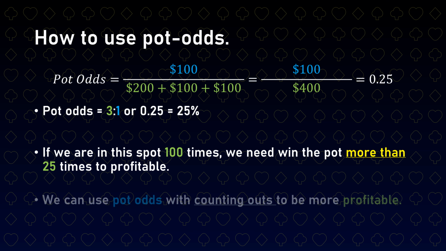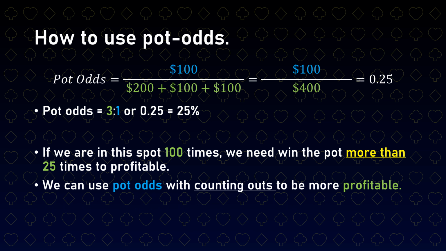We can use pot odds in combination with counting outs and estimated equities to help our decision making, potentially making us more profitable. This is basically what pot odds comes down to. If we can correctly assess our likelihood of winning the hand at a greater frequency than the given pot odds, we will be profitable. All we need to do once we have that down is to play loads of hands and overcome variance.